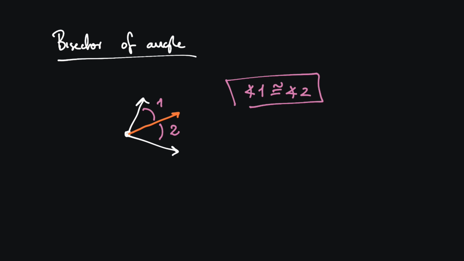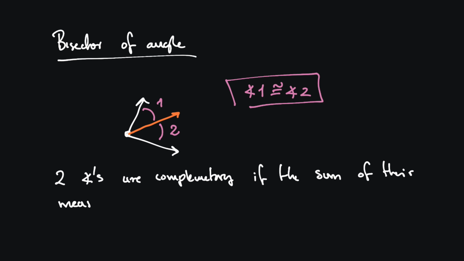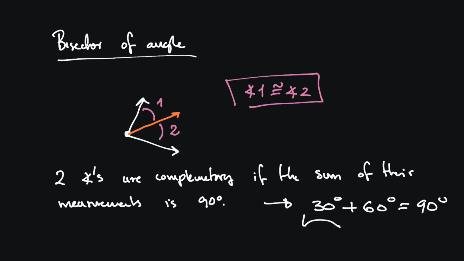Other terms that we're going to use a lot are the complement of an angle. So two angles are complementary if the sum of their measurements is 90 degrees. So what this is saying is, if I have an angle that is 30 degrees and I add it to another angle of 60 degrees, this is 90 degrees. These two angles are complementary.